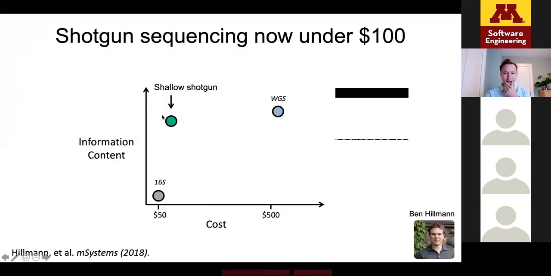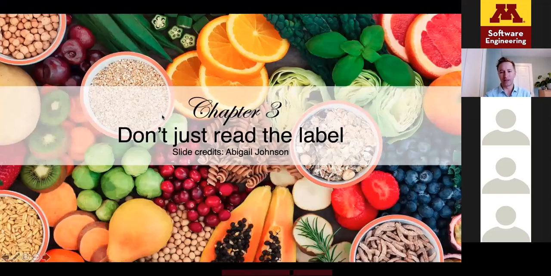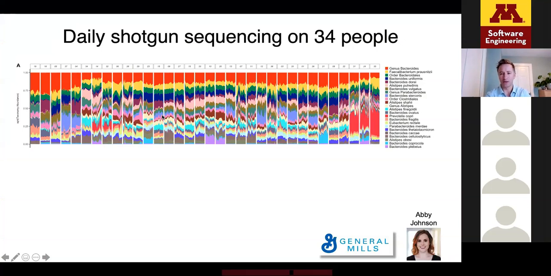So now we can do shallow shotgun sequencing, and then we immediately ran it on this study where we ran it on every single sample. The study is called "Don't Just Read the Label," run by Abby Johnson, who's now an assistant professor here at the University of Minnesota. She was a postdoc in my lab, and the study was sponsored by General Mills, a local company. It's really cool that they sponsored basic research like this, because we weren't evaluating a particular food technology.